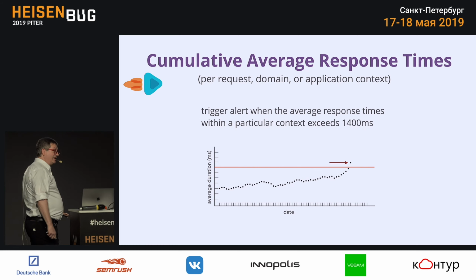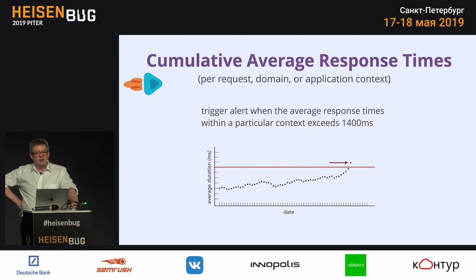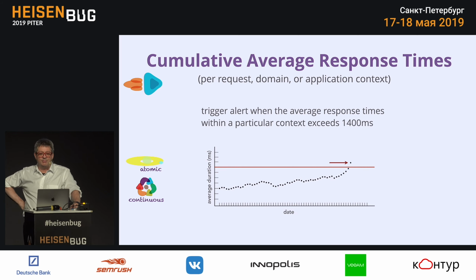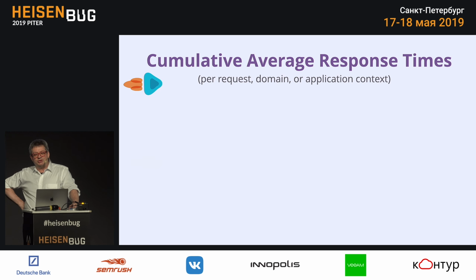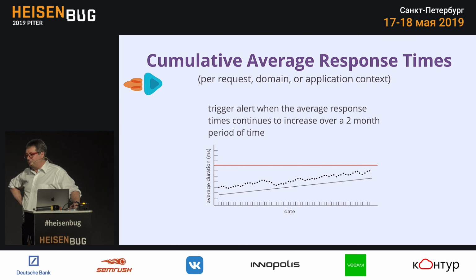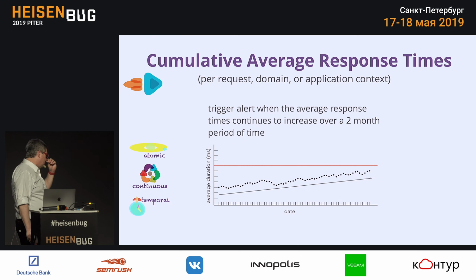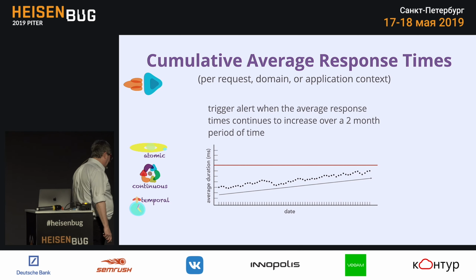Because once we do that, we can test it using monitoring tools and a bunch of other facilities out in the world. So rather than just saying, well, we want a performant architecture, specify how you want that performance to be. And so here's an example of using cumulative response times just as a point in time. But maybe you also want to look at a trend line. Trigger an alert when the average response time continues to increase over a 2-month period of time. This is an example of that category I talked about earlier of temporal fitness functions that have a time component.